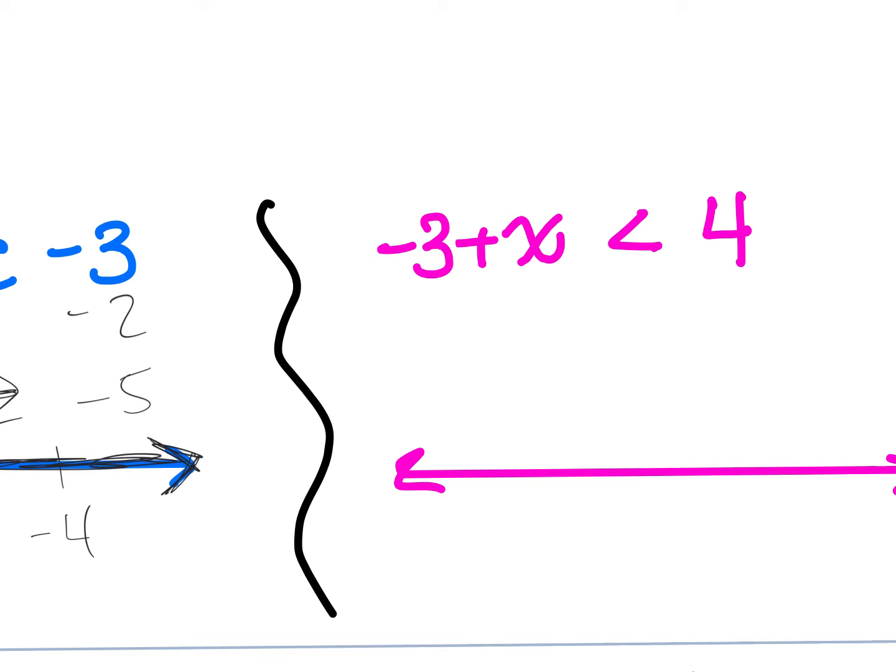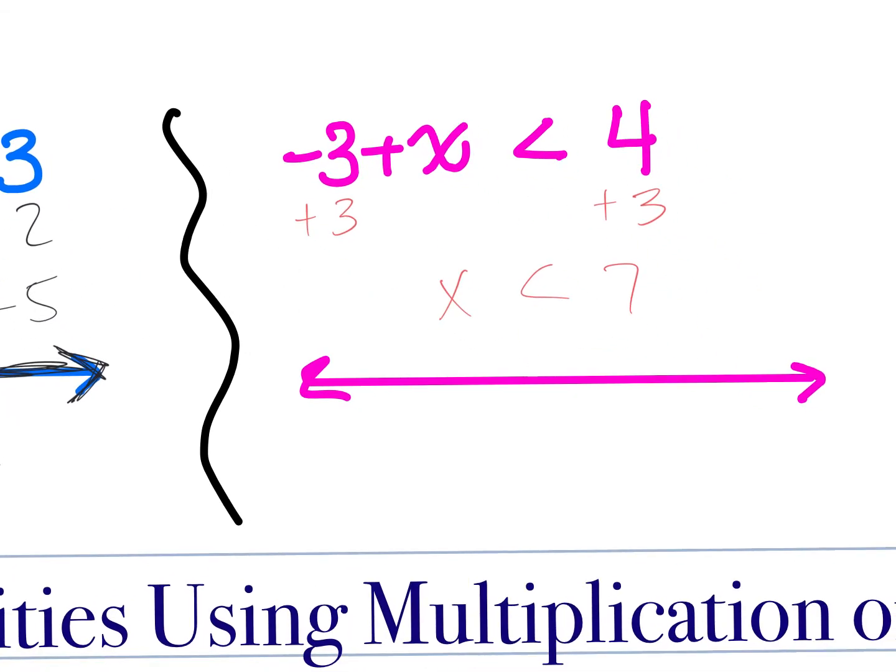McCarvin, what'd you get? I got x is less than 7. Good. Walk me through it. Okay, so I added 3 to both sides. Why are you adding 3? Because the equation is negative 3 plus x, not just 3 plus x. So it's 3, and I got x is less than 7. Good. Did you graph it? I was in the middle of it, but I have it.